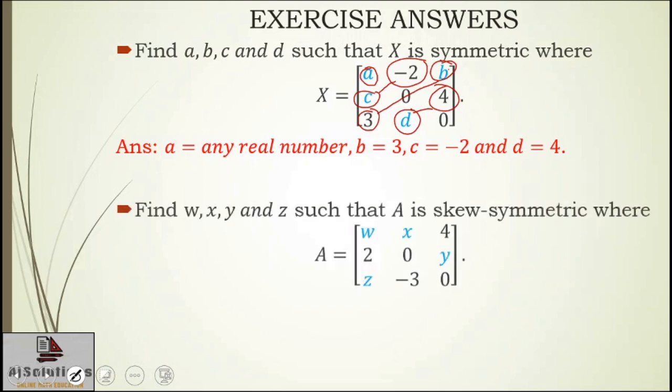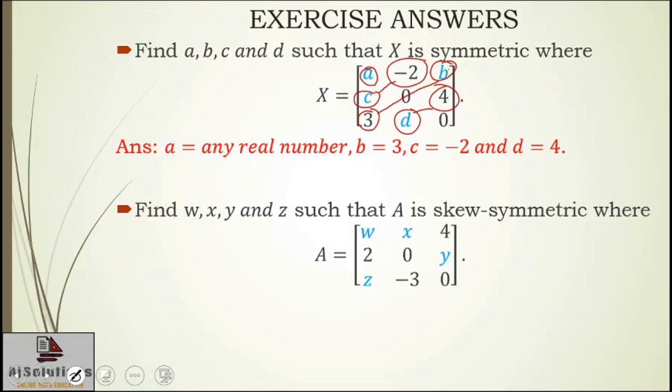Here is our problem number 2, where A is a skew symmetric matrix and you have to find out unknowns W, X, Y and Z. To solve this problem, again you have to recall those 2 points. Number 1, we can have only 0 on the diagonal of a skew symmetric matrix. Number 2, the cross diagonal elements of a skew symmetric matrix will be negative of each other.